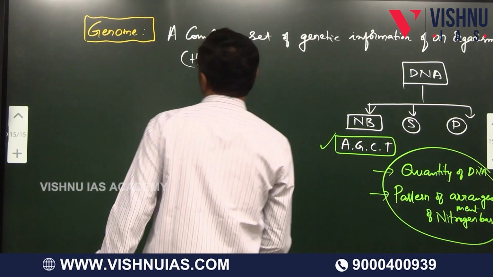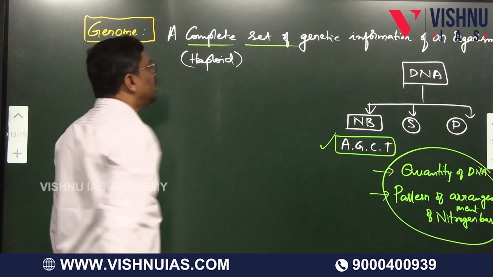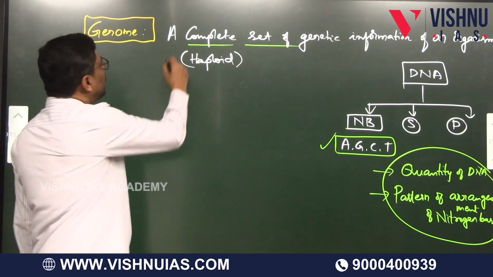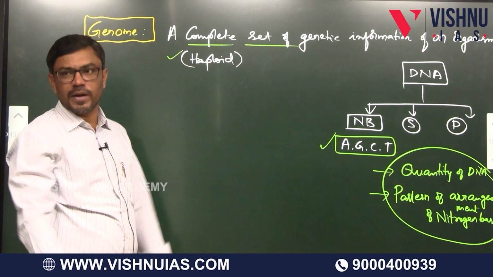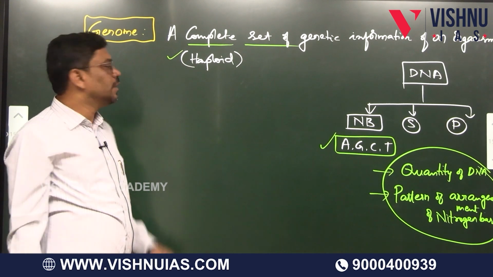Now, you remember, what is a genome? A complete set of genetic information of an organism. That too, it is a haploid set. I will let you know what haploid is. First, you remember the terminology. Right. Next.